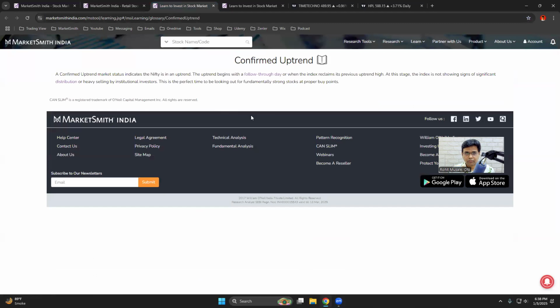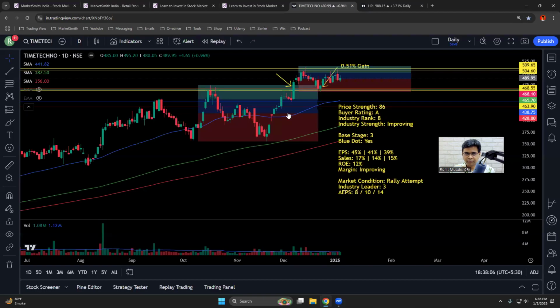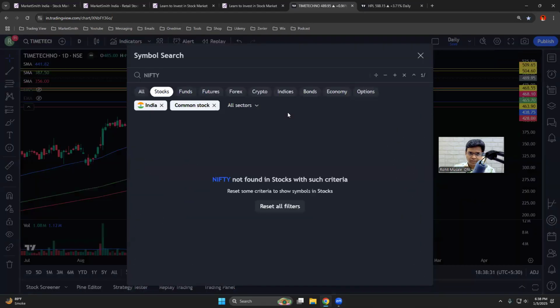Now, follow through day, we checked this at this stage. Index is not showing signs of significant distribution. Okay, but my view is it is showing signs of weakness. Okay, the most powerful follow through days often happen on the fourth through seventh day of an attempted rally. So let's go back to Nifty. You need to understand this.